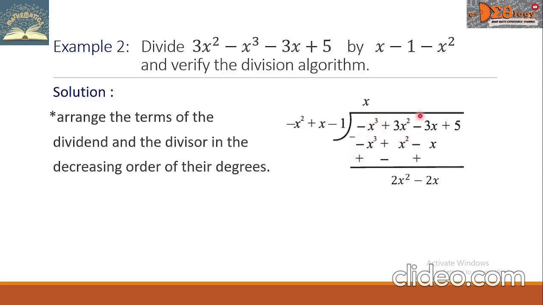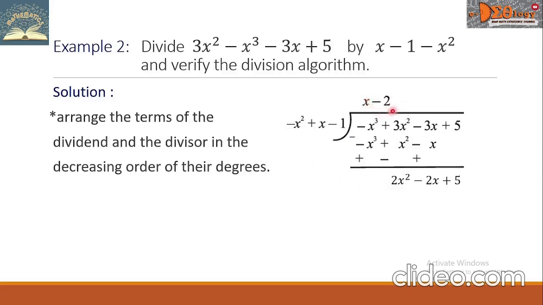Positive 3x squared minus x squared is 2x squared. Negative 3x plus x is negative 2x. Then we bring down plus 5. This is now our new dividend. So this 2x squared we divide by negative x squared. The answer is negative 2.